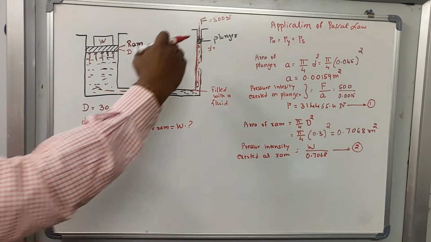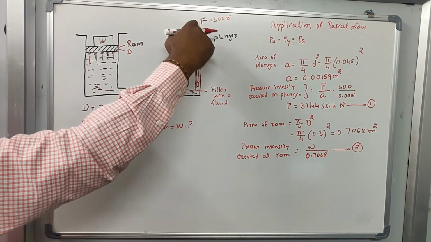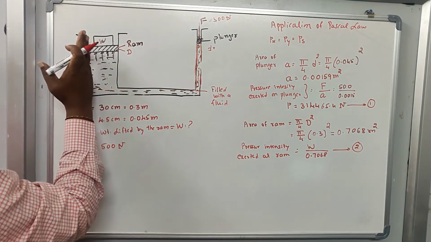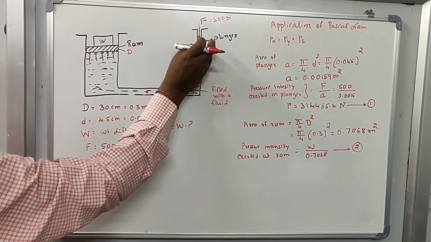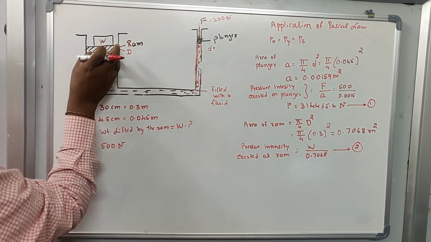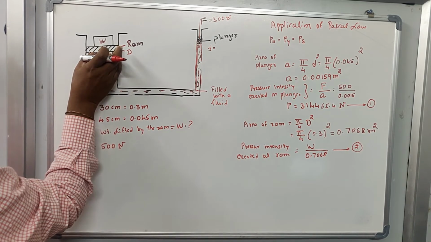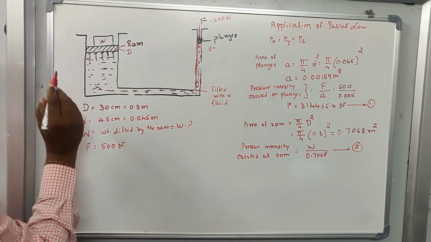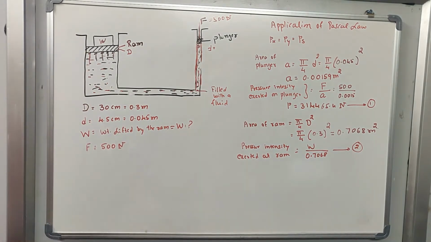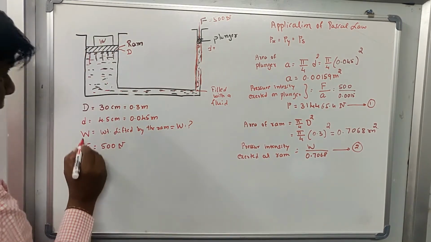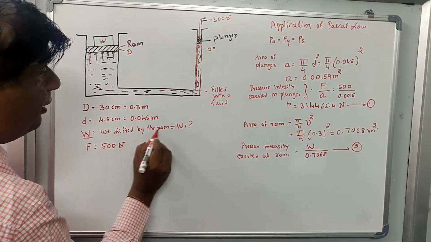Now whatever pressure exerts at the plunger, it transmits equally up to the ram. So the pressure intensity at the plunger must be equal to the pressure intensity at the ram. Here it acts in the downward direction, here it acts in the upward direction. Now the question is, you have to calculate this W, the weight lifted by the ram.